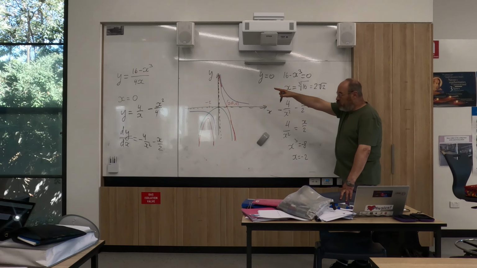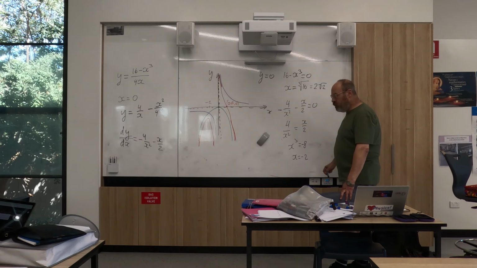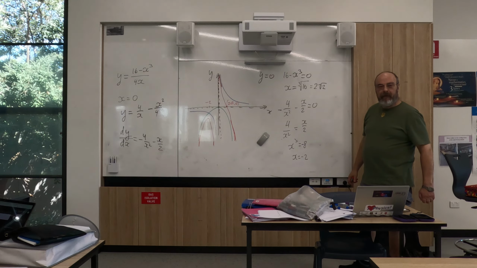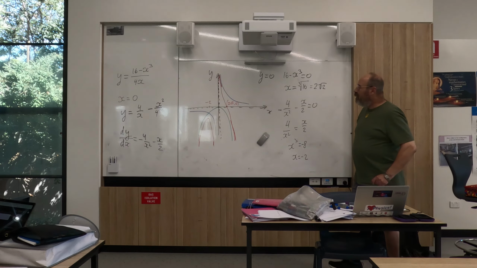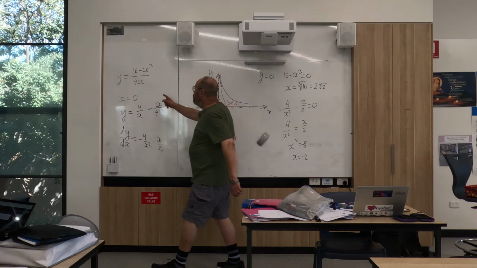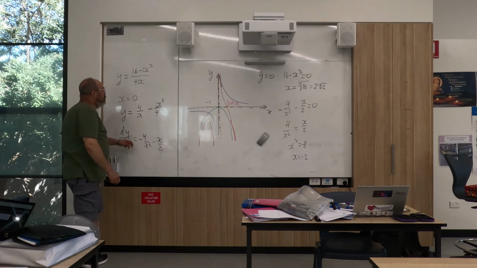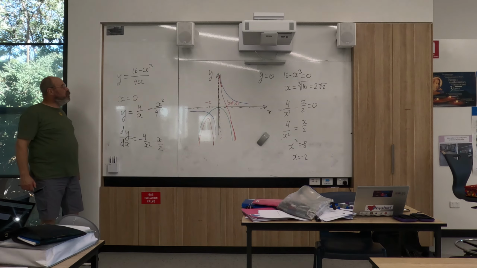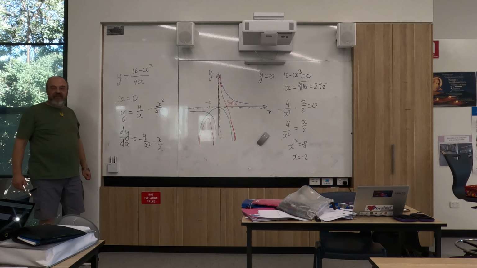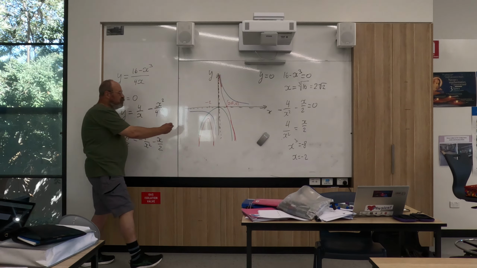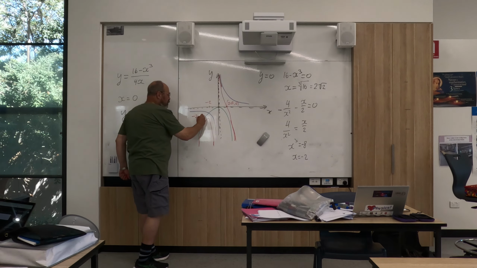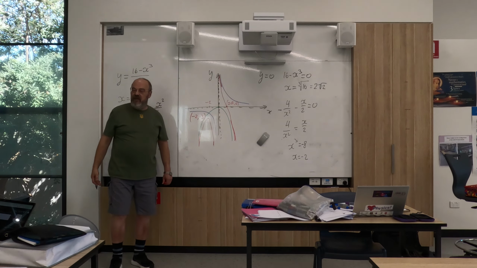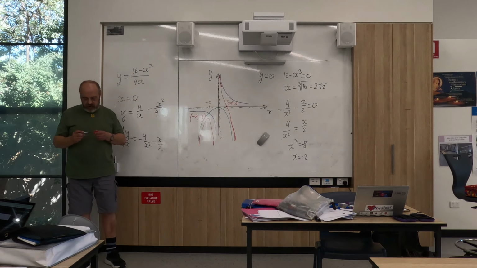Don't forget that you're substituting it into the original function. So we substitute negative 2: negative 2 cubed is negative 8, so 16 plus 8 is 24, over negative 8 is negative 3. So this is (negative 2, negative 3). So this is the complete graph of that function.